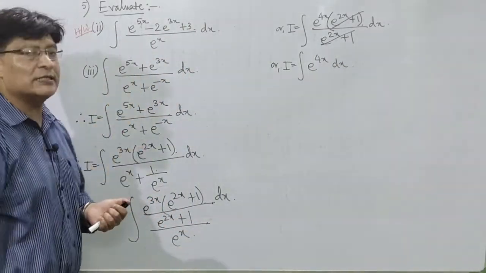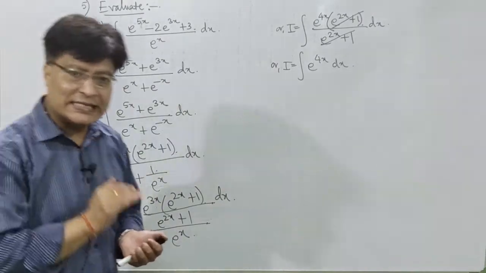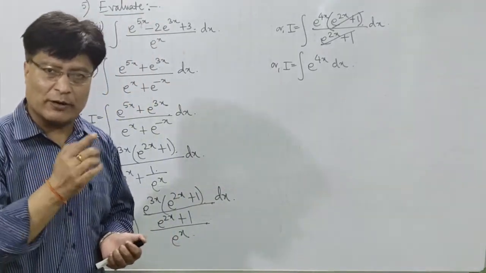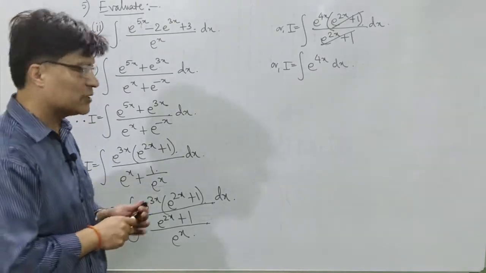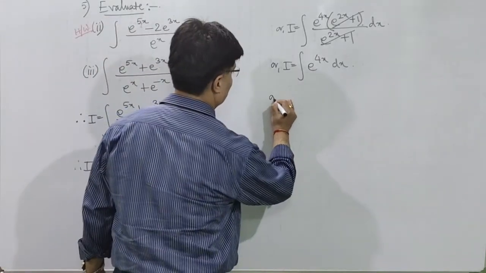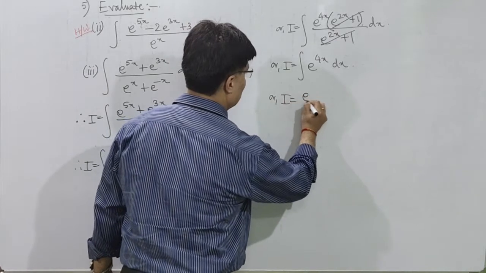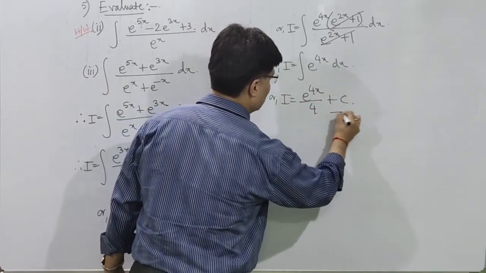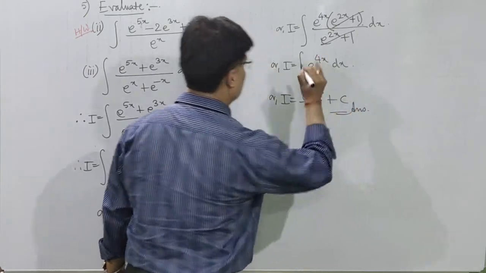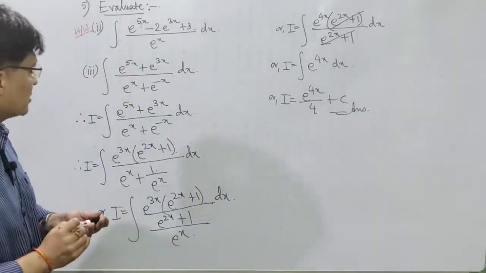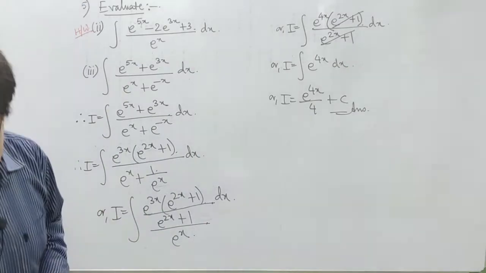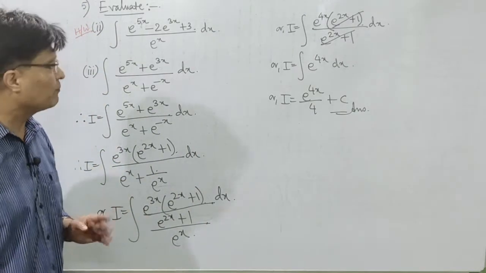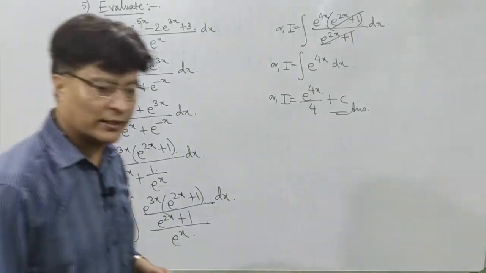So what is the integration? Which formula is used? Integration of e to the power mx dx, which is equal to e to the power mx divided by m. Here 4 is constant. Or I is equal to, this is your e to the power 4x divided by 4. Then it is plus c. So this is the final answer. So you can copy it. Now this problem number 2 will be a homework. Okay. Now copy it. Now we'll do the next question.